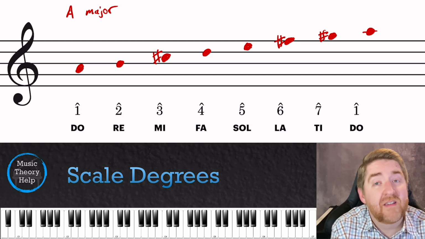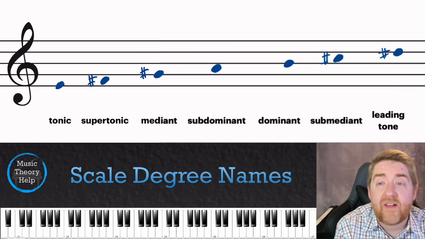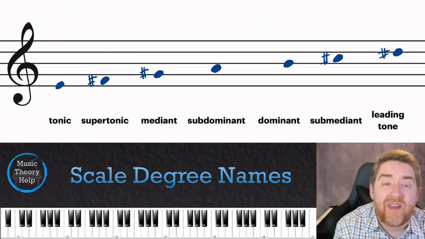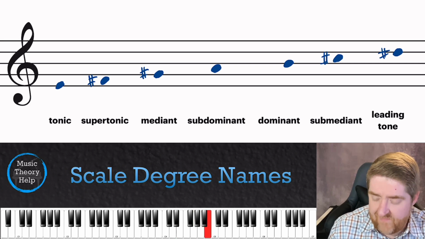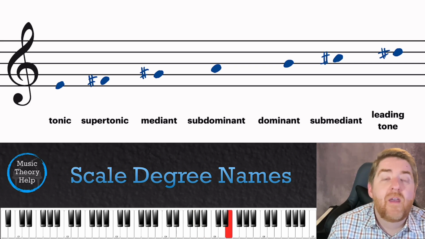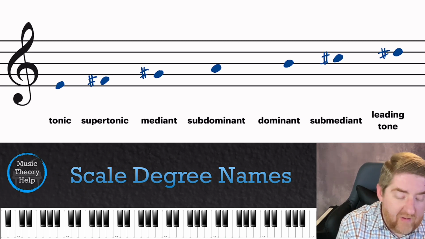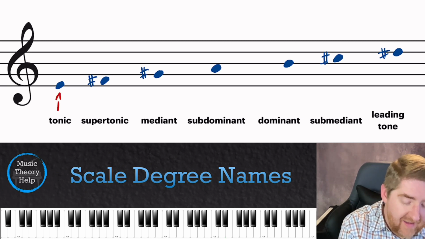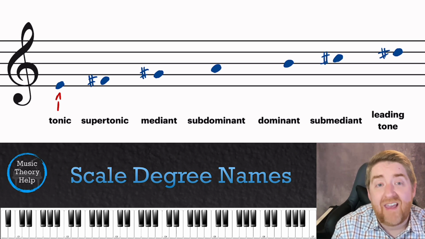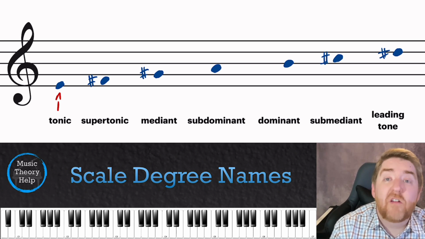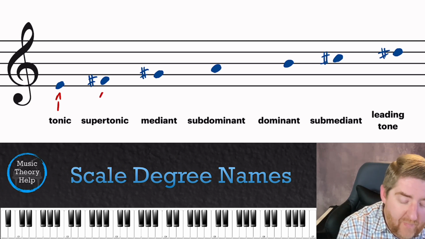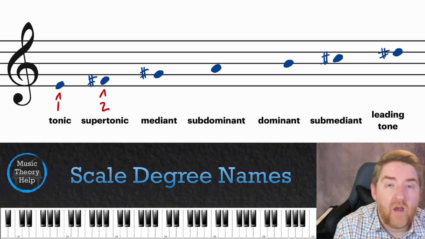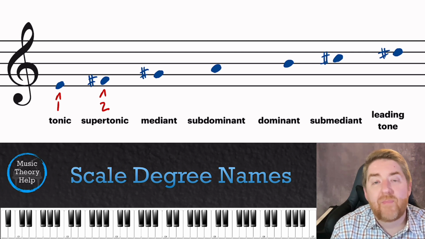In addition to the scale degree numbers and the solfege syllables, we also have scale degree names. Here's E major, 4 sharps. Here are the scale degree names. Scale degree 1 is the tonic. It's the tone that the scale is based on. Scale degree 2 is the supertonic. It is a whole step above the tonic. So supertonic, a whole step above the tonic.